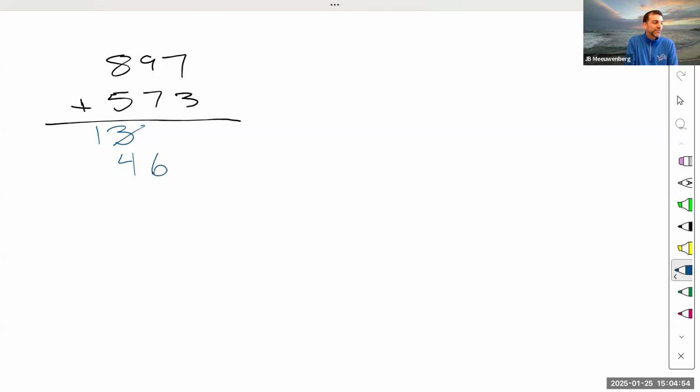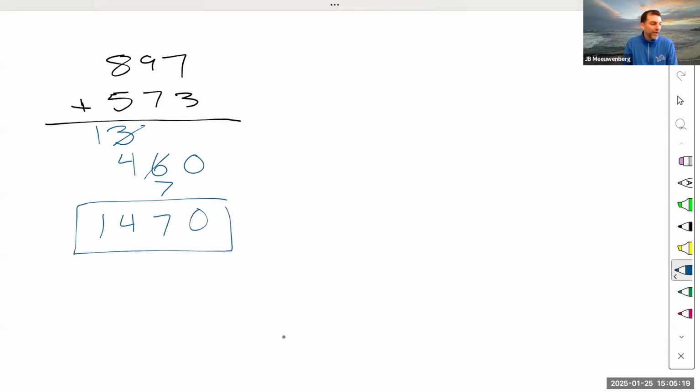Here's the 6 from 16, cross off the 3 and add 1 to it. And then we do the same thing with the 7 and the 3. 7 plus 3 is 10. So we add the 0 and make that a 7. And then we just bring all the numbers down, 1, 4, 7, 0. And there we go. There we have it.